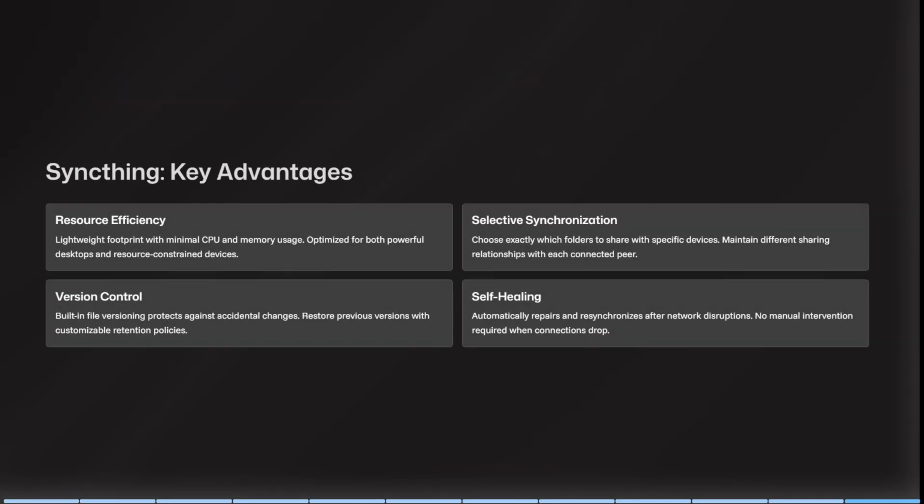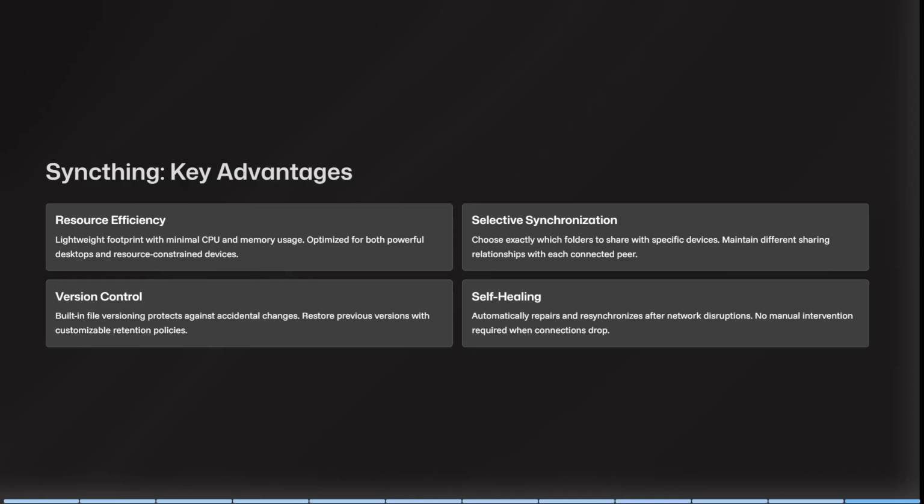Let's have a look at some of their key advantages and recap. You can see over here it's lightweight with minimal CPU and memory use. It's optimized for both powerful desktops and resource-constrained devices. It has selective synchronization, so you can actually choose exactly which folders to share with specific devices. It maintains different sharing relationships with each connected peer, which is a great way to manage your synchronization.